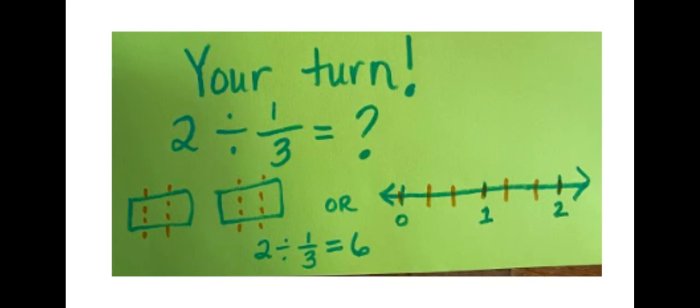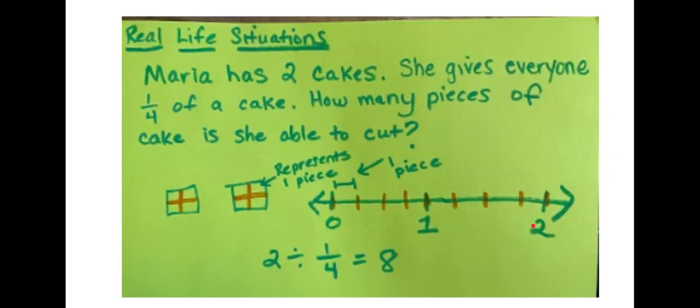So if we're talking cakes, if I have 2 cakes and I'm making pieces of cake that are a third of the cake, 6 people would get a piece. All right, so one last thing to think of real life, what does this sound like? Maria has 2 cakes. She gives everyone 1/4 of a cake. How many pieces of cake is she able to cut?